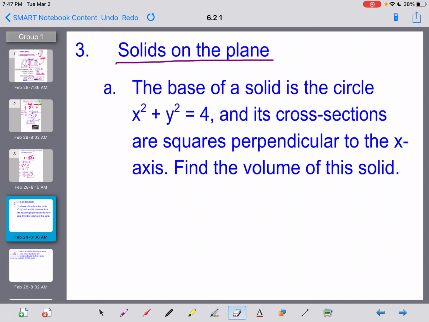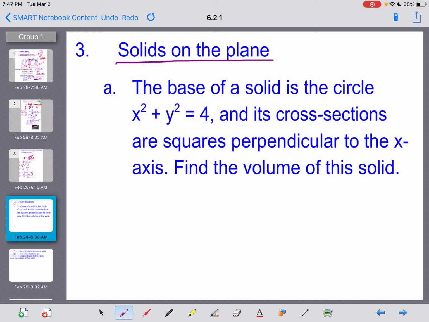Anyway, here we go. The base of a solid is the circle x squared plus y squared equals 4, and its cross sections are squares that are perpendicular to the x-axis. We're going to find the volume of this solid. I don't expect that to make any sense to you guys at all, so let me try to explain this as carefully as I can.